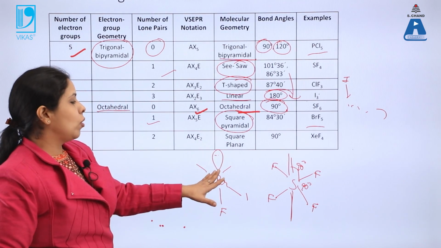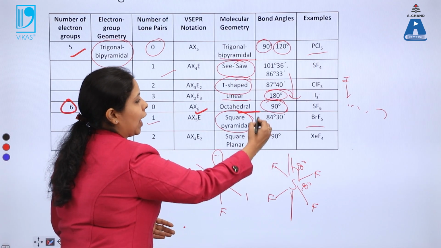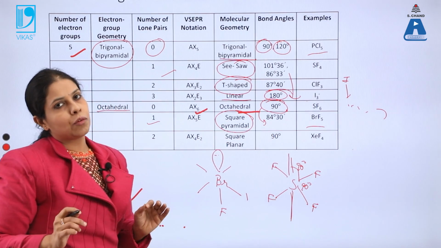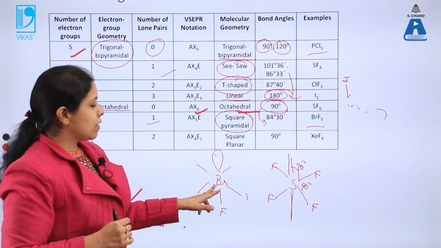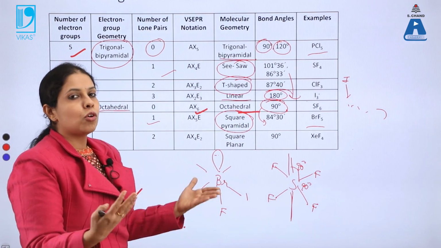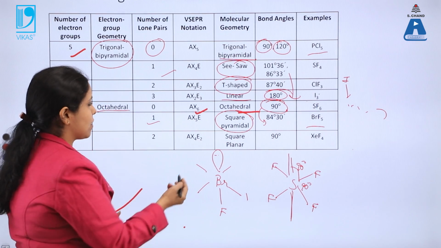And because the lone pair will repel these electrons to a greater extent, the bond angle changes from 90 degrees to 84 degrees. Why? Because of the repulsion of the lone pair. The lone pair is there on the bromine, so it needs more space towards bromine. So it will repel other bond angles to a greater extent.